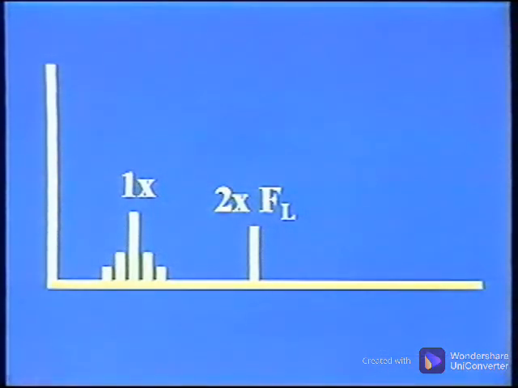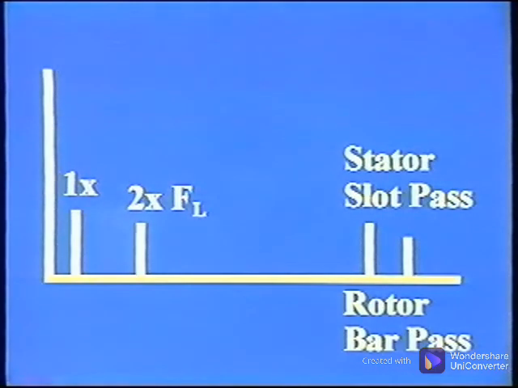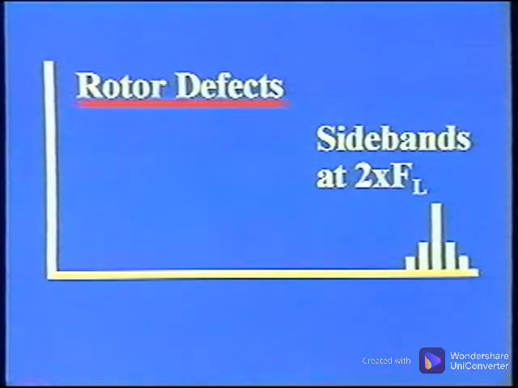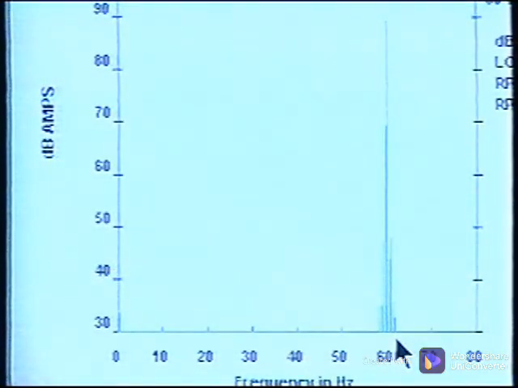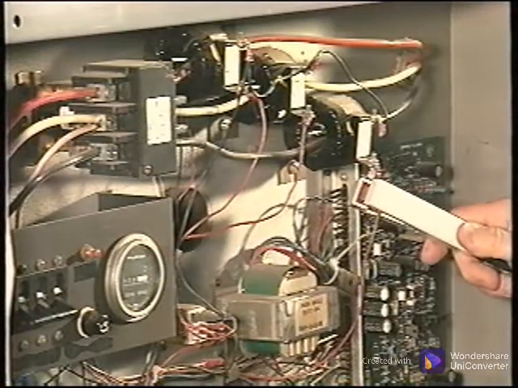Electrical problems show up in three primary areas of spectral data. One is at turning speed. Another is around 2 times line frequency. The third is a higher frequency in the region around slot pass frequency and rotor bar frequency. Sidebands in this region could be spaced at 2 times line frequency or at 1 times turning speed, depending on the multiples. Use the current measurements to check for rotor bar problems and the integrity of the line current.